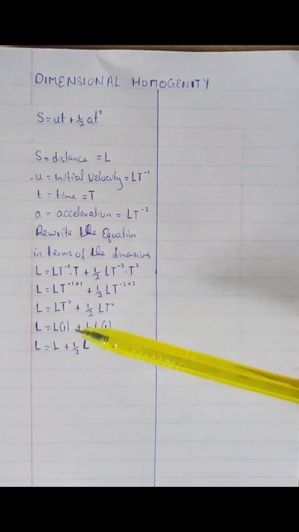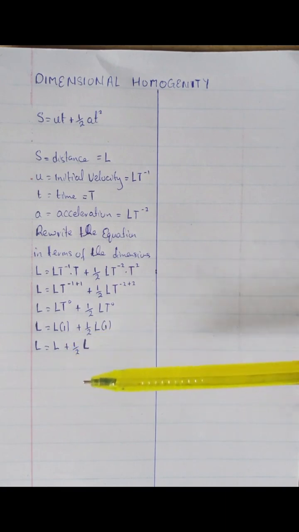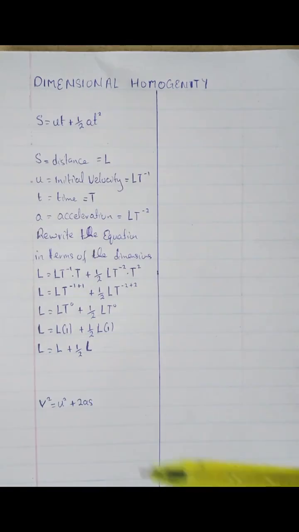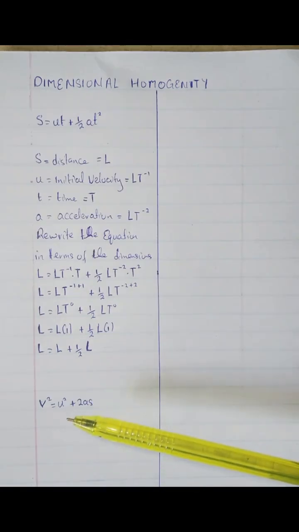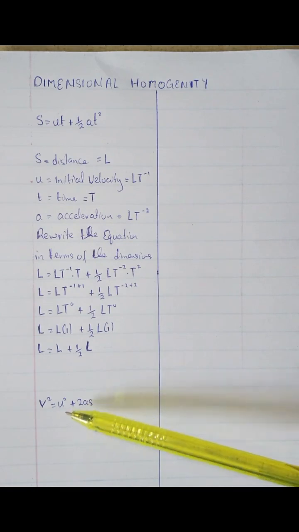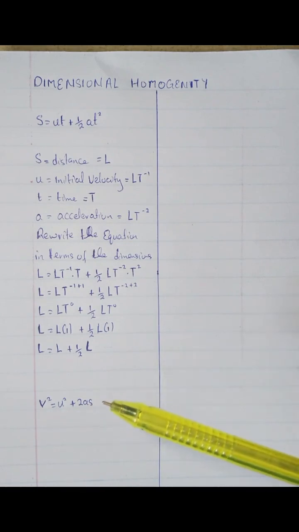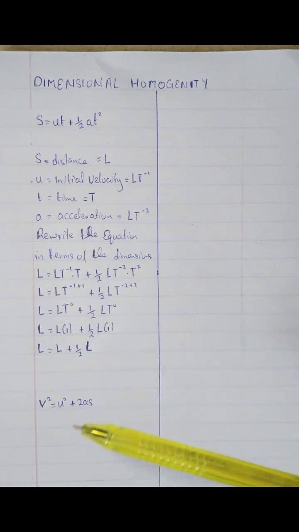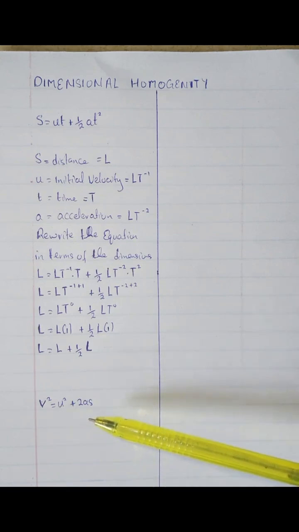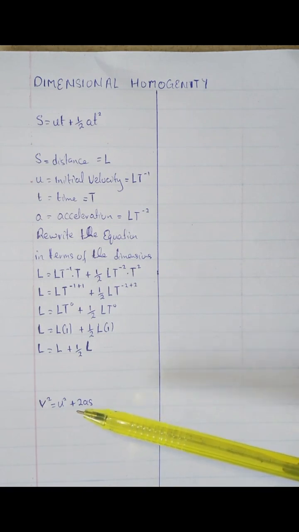Let's look at the second example. So our second equation here, v squared equals u squared plus 2as. We are asked to find if this equation is correct. Same thing as saying if this equation is dimensional homogeneous.